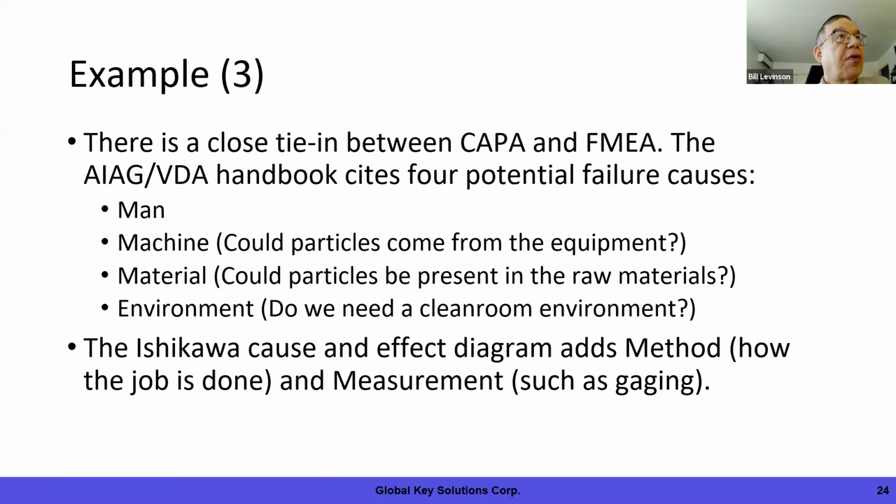Okay, I mentioned the close tie-in between CAPA and FMEA. The handbook for FMEA cites potential failure causes, which are familiar from the cause and effect diagram. So we're looking at man, machine, material, environment, method, and measurement. And these are the kinds of questions that we ask using those potential failure causes. Next question, next slide.